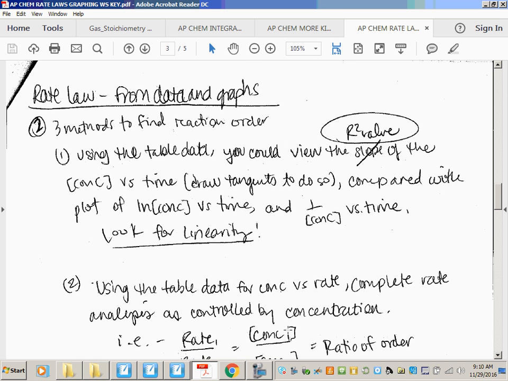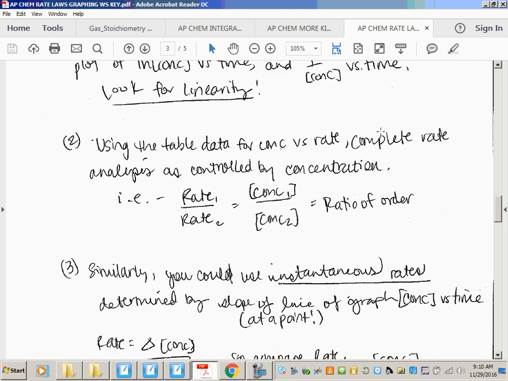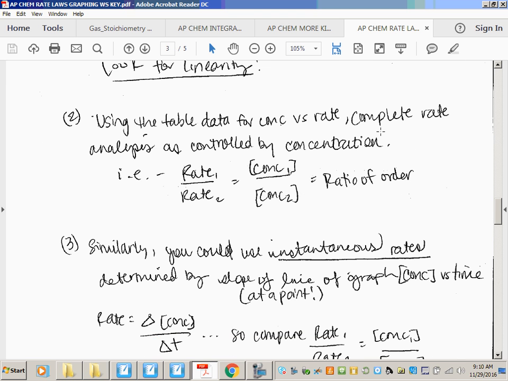Here's your table data, one with R-squared values. That's for linear regression, doing your integrated rate laws. Using data from the table to calculate your own, you could calculate your own if you have concentration versus rate. This is kind of the ugly algebra method as well, showing the rate comparisons with the concentration comparisons so you can find your order.